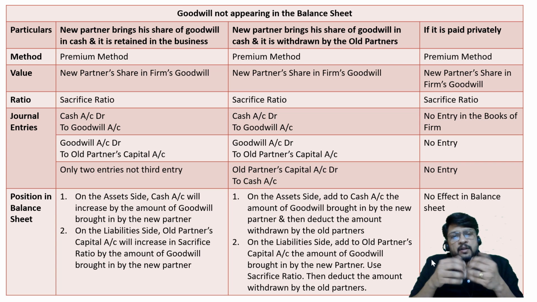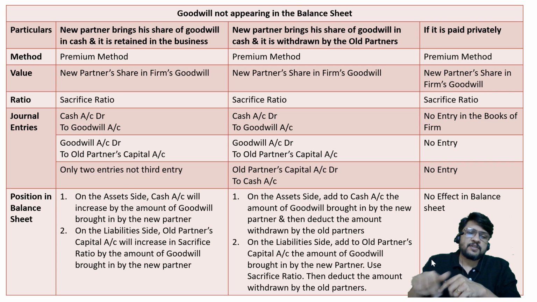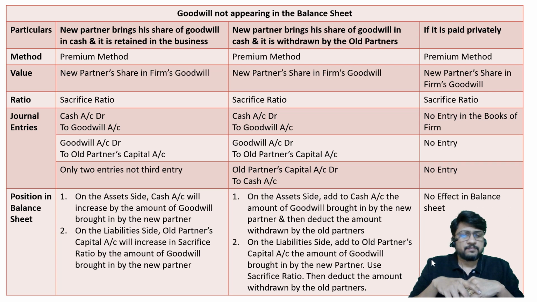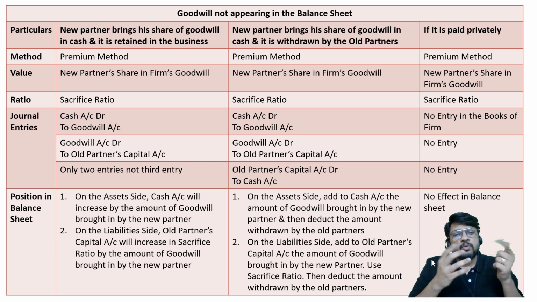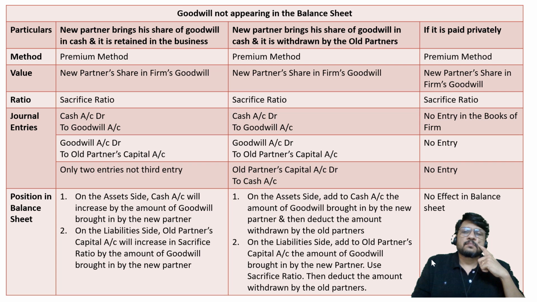If goodwill is not appearing in the balance sheet but there is an adjustment, then we are going to use this pink table. I am repeating again, goodwill is not appearing in the balance sheet. So in the existing balance sheet, the problem balance sheet, on the asset side there is no goodwill, but in the adjustment something is mentioned about goodwill. Then what can be mentioned about goodwill? There are 3 different things which can be mentioned about goodwill in such a situation.